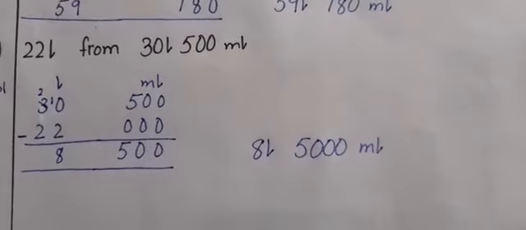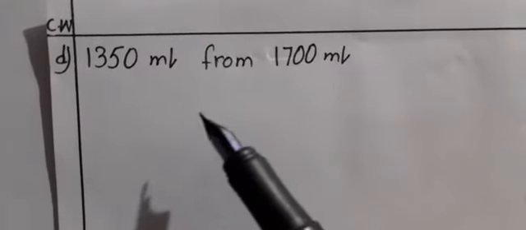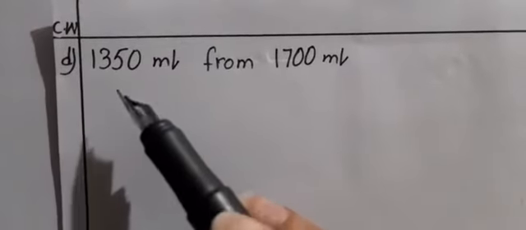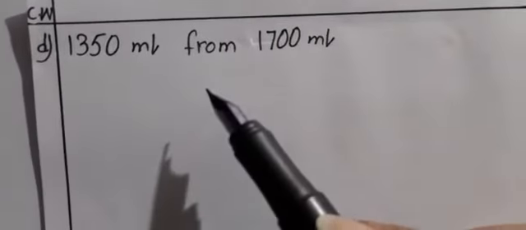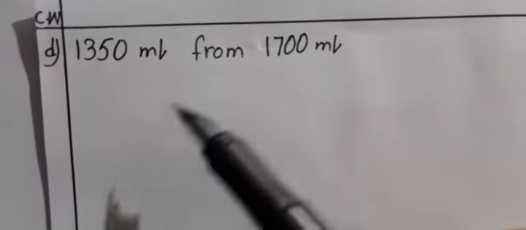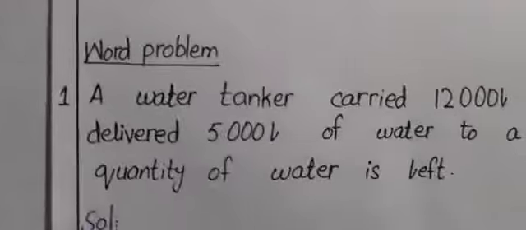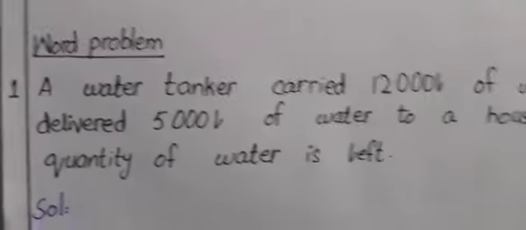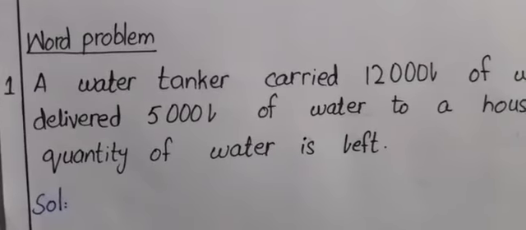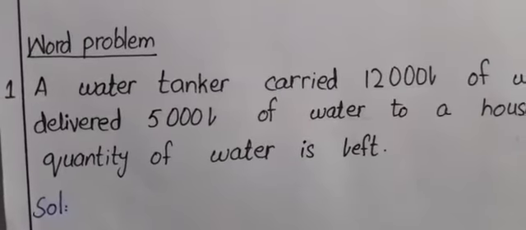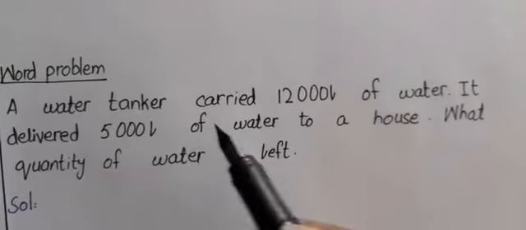Here you can see, boys. After doing part C, we will move toward part D, boys. We have to subtract 1350 milliliter from 1700 milliliter. It is so easy, they both are milliliter, you can subtract it. I am leaving this sum to you. Now we will do word problem, and for word problem we have to read the word problem 2 or 3 times so we may know what they desire.